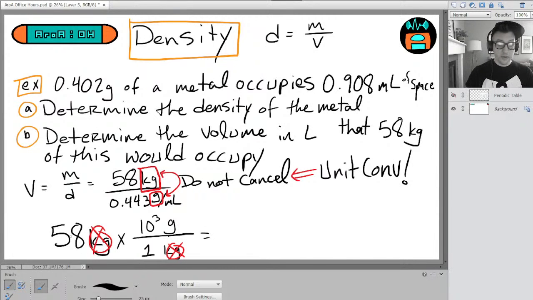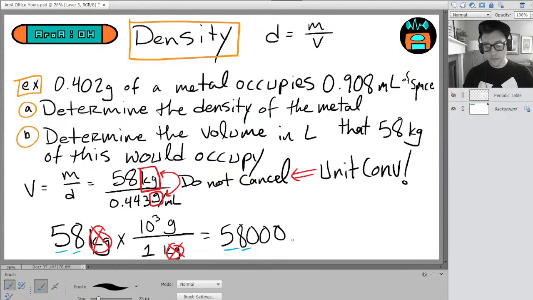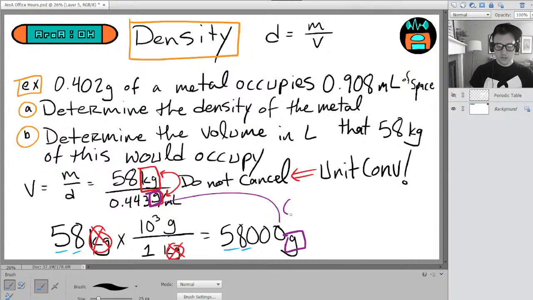And now we have to punch this into our calculators. Your calculator will tell you that 58 times 10 to the third is 58,000. One thing you'll notice is sig figs wise, we're fine. We start with 2 sig figs. We end with 2 sig figs, so we don't need to round. We don't need to add any decimals. And the units here are in grams. Now they are compatible with the mass unit in our density. These will cancel. These cancel each other.